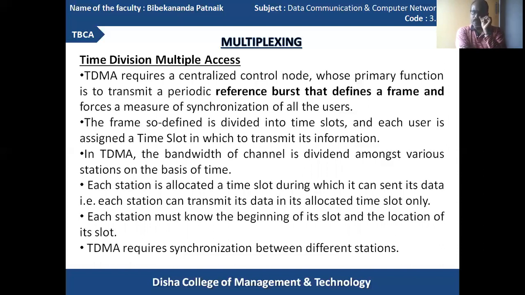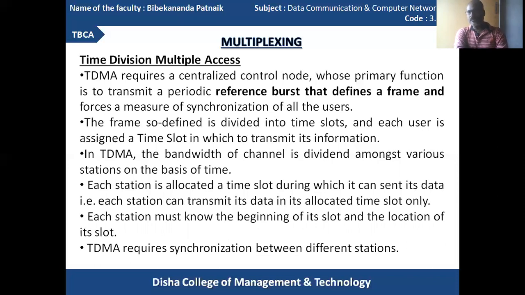Every individual bandwidth of the channel is divided among the various stations on the basis of time. So every individual channel has its own time slot through which we can communicate. The next point is, each station is allocated a time slot during which it can send its data. That is, each station can transmit its data in its allocated time slots only.